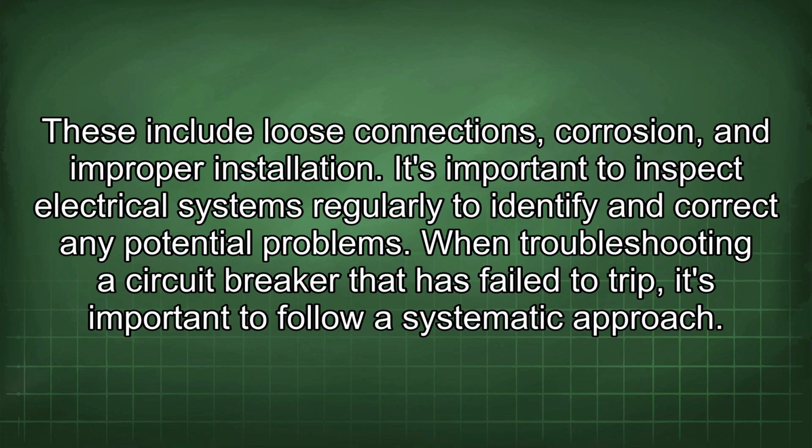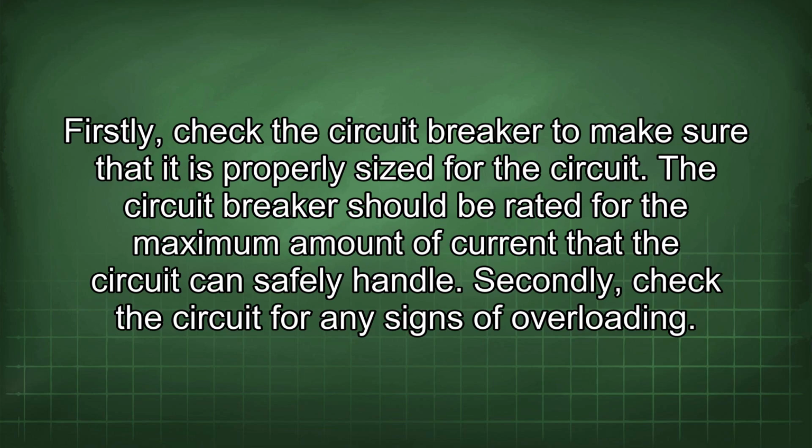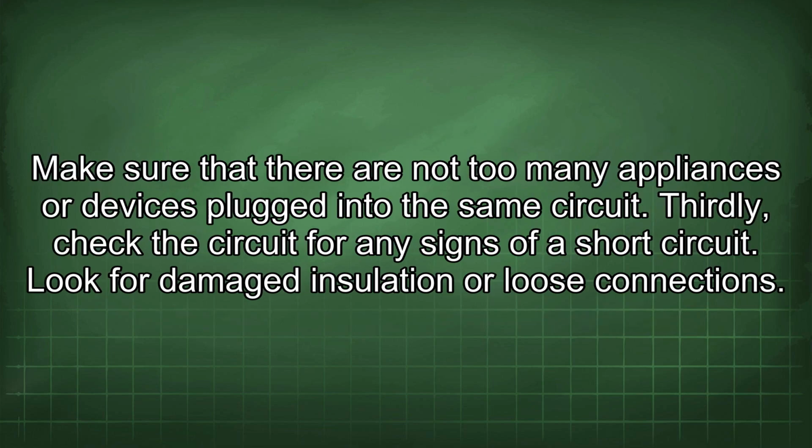When troubleshooting a circuit breaker that has failed to trip, it's important to follow a systematic approach. Firstly, check the circuit breaker to make sure that it is properly sized for the circuit. The circuit breaker should be rated for the maximum amount of current that the circuit can safely handle. Secondly, check the circuit for any signs of overloading. Make sure that there are not too many appliances or devices plugged into the same circuit.